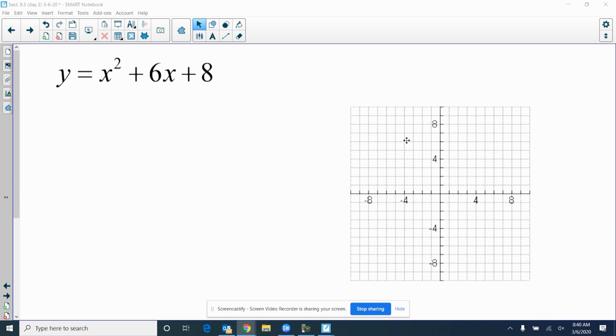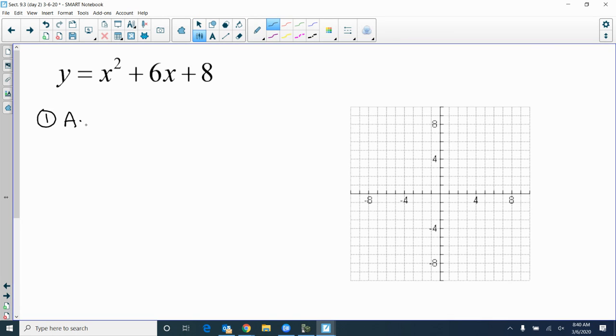Okay, so like I said, mine will look a little bit different because I don't have all the steps written down. I'm going through Step 1, 8. What does it tell me to do? Find the axis of symmetry. How do I find the axis of symmetry?